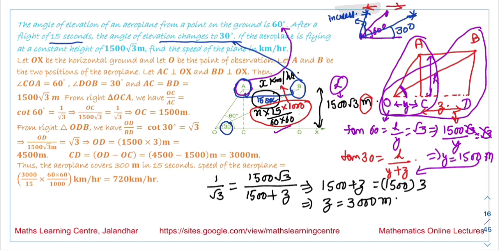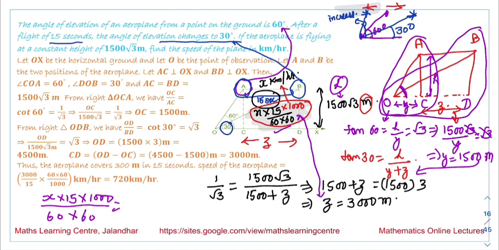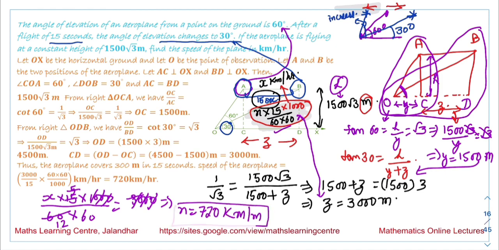Now from the figure it is clear that the value of z we are talking about is this, and we have seen over here that the distance traveled by this aeroplane in 15 seconds is this value. It means both these values should be equal. So x into 15 into 1000 over 60 into 60 is equal to the distance traveled by the aeroplane. So these get cancelled. We are left with x is equal to 720. This is the speed of the aeroplane, it is 720 km per hour.